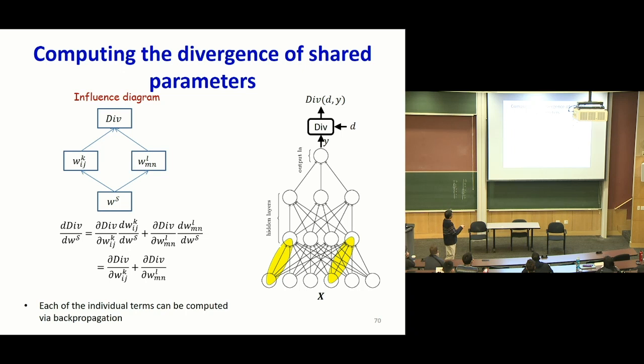So it's the derivative of the divergence with respect to this weight times the derivative of this weight with respect to Ws, plus the derivative of the divergence with respect to this weight times the derivative of this weight with respect to Ws. But we know that all three of these are identical. So this derivative is 1 and this derivative is 1. So it just ends up being the sum of the derivatives with respect to each of the terms in the set that are supposed to have the same value.